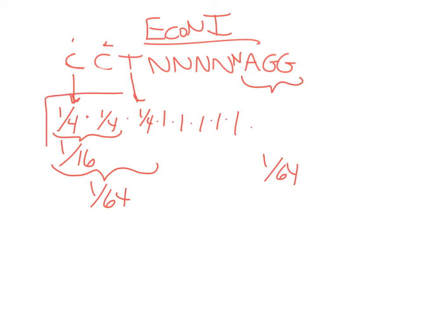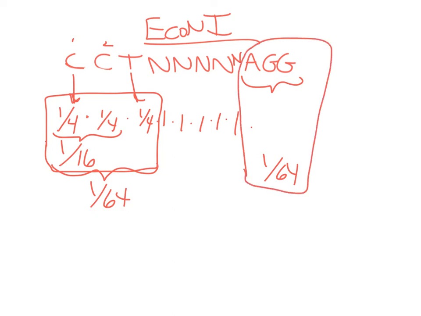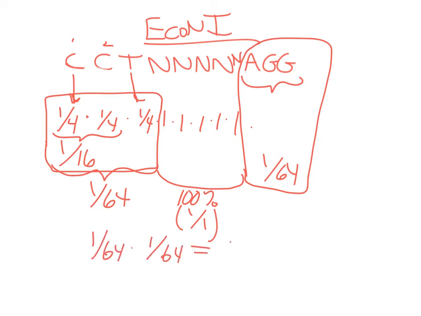So you've got a 1 in 64 chance of finding a CCT, that 3 nucleotide sequence all in a row. You've got a 1 in 64 chance of finding an AGG, and you've got a 100% chance, or 1 in 1, of finding a sequence of any 5 nucleotides. So my answer was 1/64 times 1 times 1/64. That's not entirely accurate, but it's close enough for the purposes of this exercise.